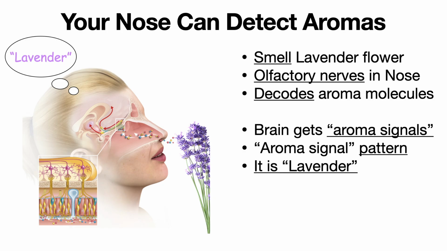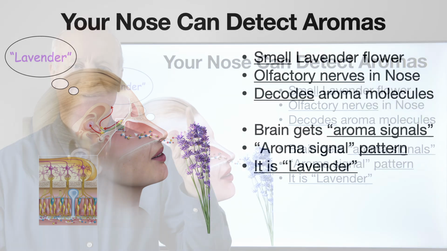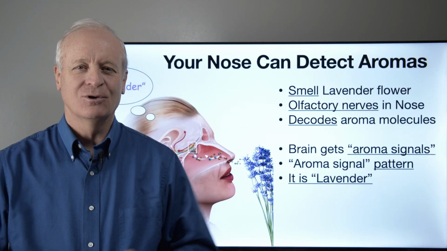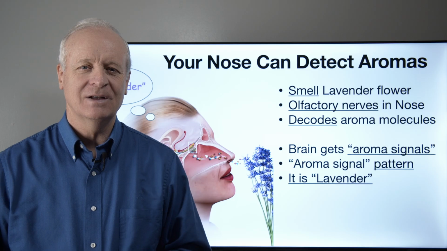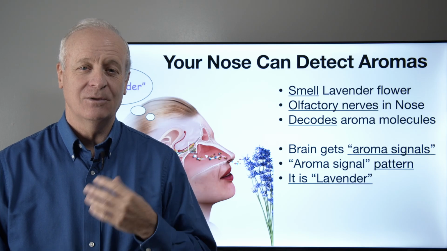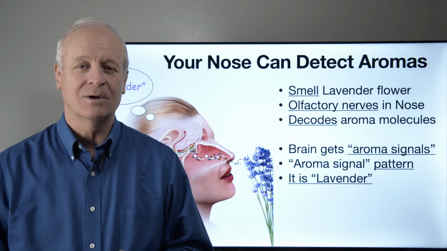And then a signal is sent to the brain, and the brain says, okay, I've got all these signals, and it puts them together in a pattern and says, ha, this is lavender. And you can open your eyes and you can see, yeah, this is definitely lavender that you've been smelling, either the essential oil or the flower.